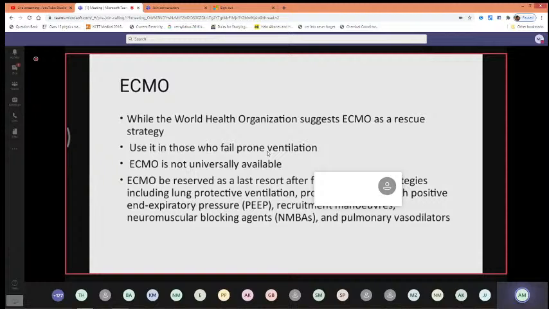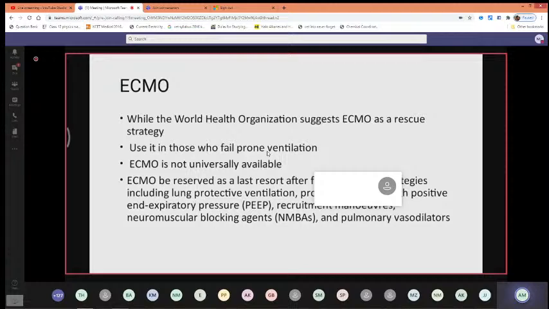So this is a schematic diagram of ECMO. What is it all about? See, extracorporeal membrane oxygenation is not a new thing. It has been used in cardiac OTs. When the patient goes for heart surgery and they stop the heart, the heart-lung machine takes over. It takes care of the circulation and oxygenation.